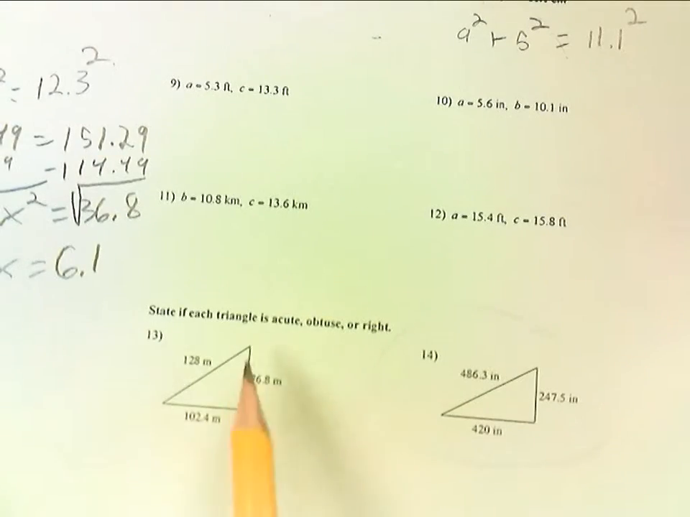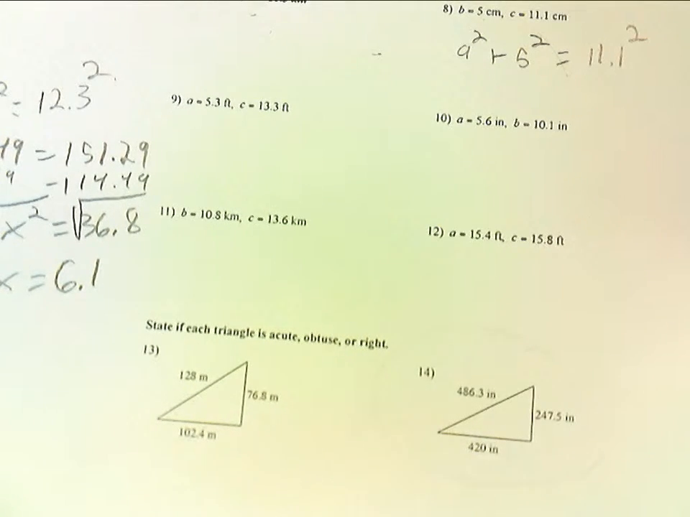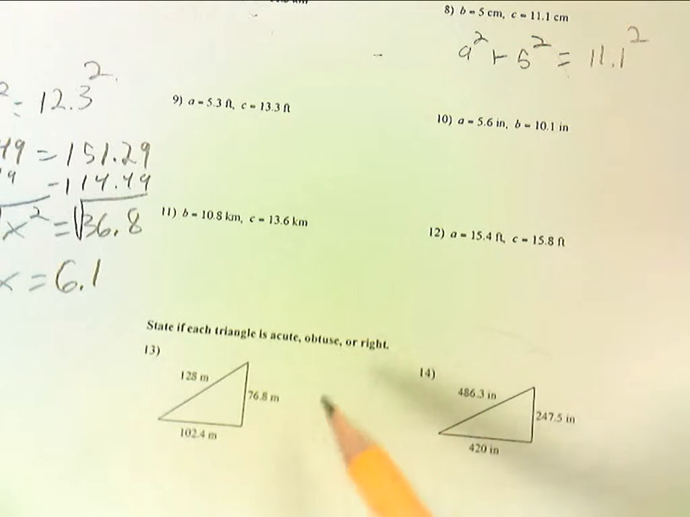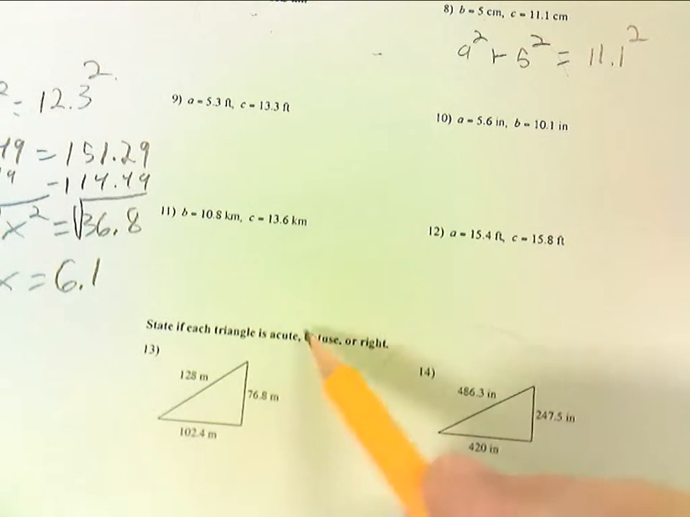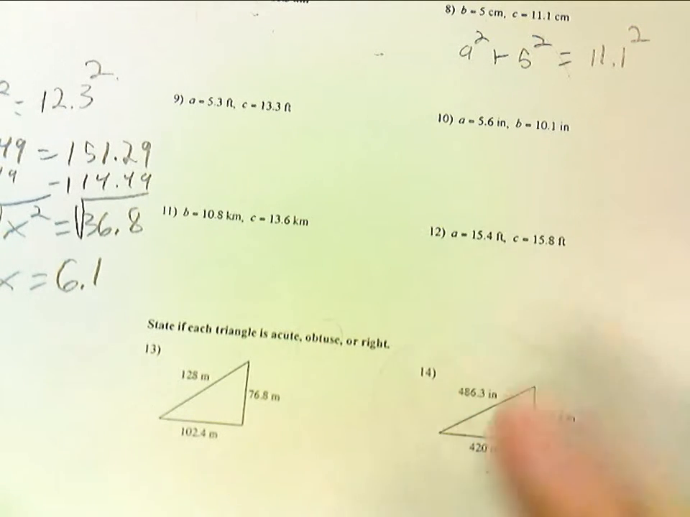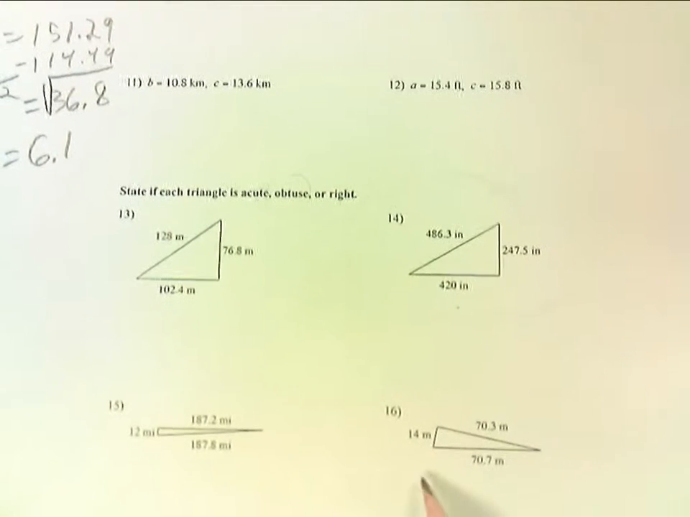Then down here it wants you to state if the triangle is acute, obtuse, or right. So remember, guys, with acutes, if the two smaller sides squared are greater than the longest side squared, it would make it acute. If the two smaller sides squared are less than the longer side squared, it would be obtuse. And if they're equal to each other, they're right. So let's do number 16 as an example here.